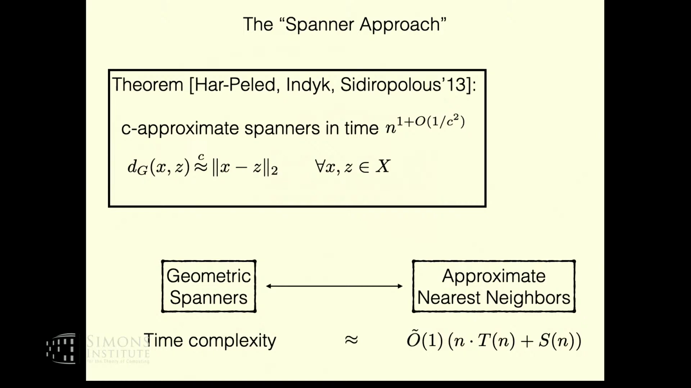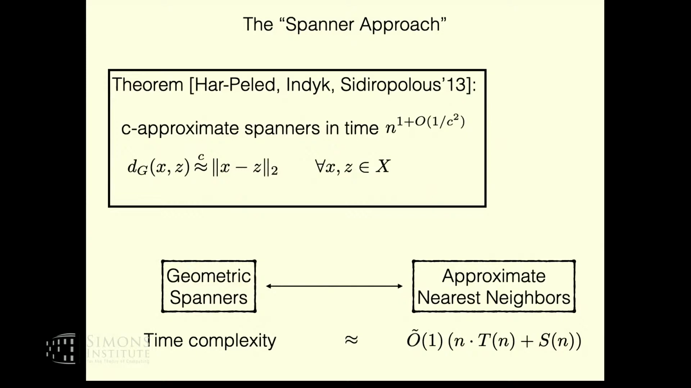OK, so here's the spanner approach. I'm encapsulating the entire spanner approach by this one theorem of Har-Peled, Indyk, and Sidiropoulos in '13. But you should really think of it as a way to reduce my geometric problem to a sparse graph problem, a graph that doesn't have n squared many edges, such that the corresponding solution on the graph will correspond to the geometric problem up to some approximation. The theorem says that if you want to build a graph whose distances approximate the original distances up to a factor of C, then you can build it in time n to the 1 plus O of 1 over C squared. As you allow a larger approximation C, this overhead on linear time goes to 0, but for any fixed constant, it's still some constant. And the fact that you can do this in this amount of time means that the number of edges in the graph you produce is at most that many.